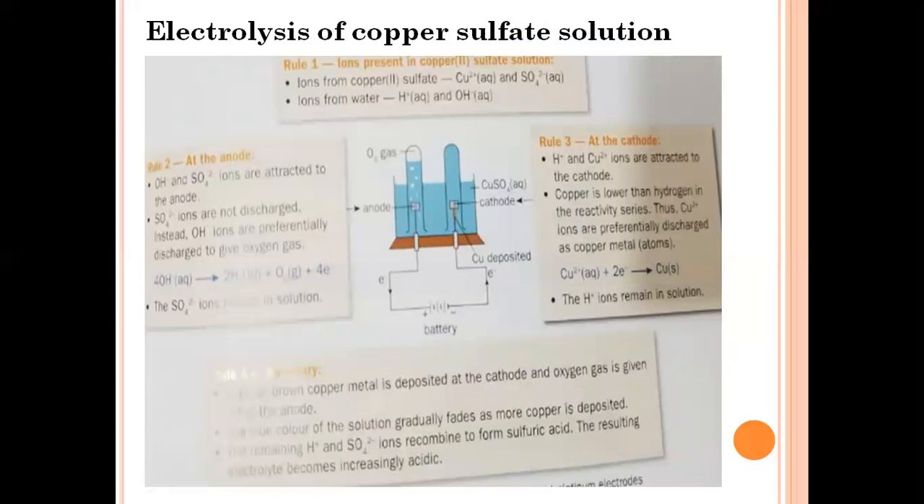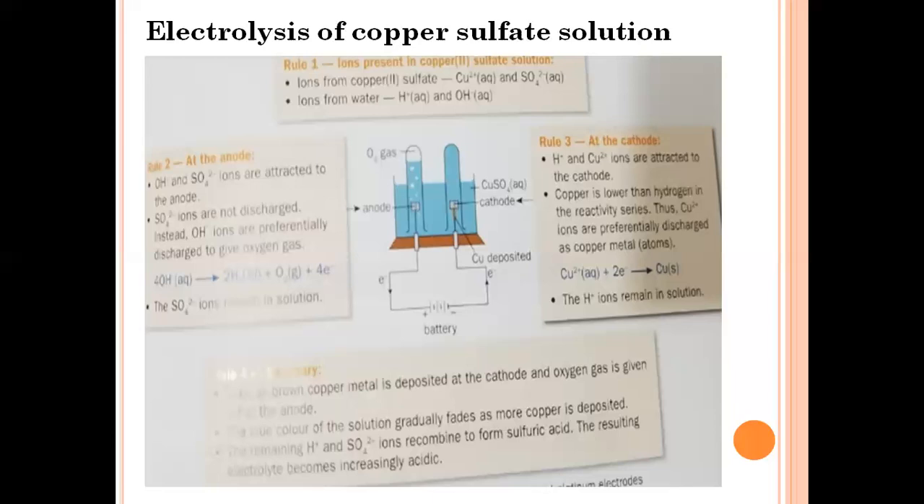Here is another example, which is copper sulfate solution. What happens when we form a copper sulfate solution? First of all, the solution contains four ions. Which ions? Copper 2 positive, sulfate 2 negative, and water ions, H positive and OH negative. So rule number one: identify the cations and anions. You identified them: copper and sulfate, and hydrogen and hydroxide ions.